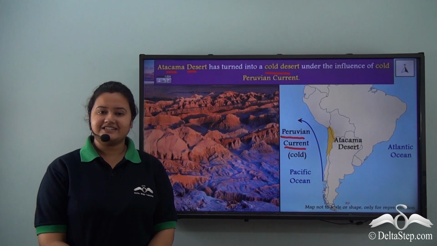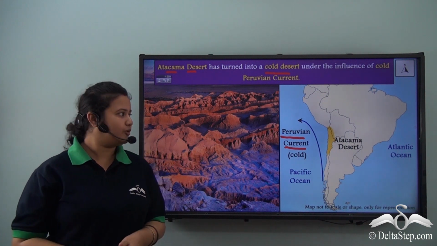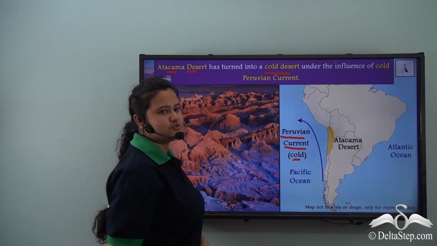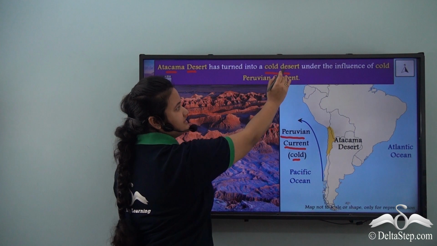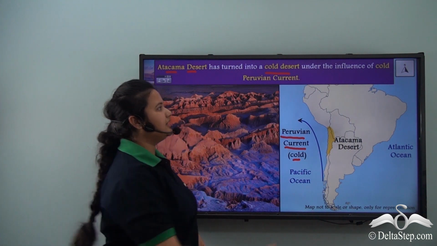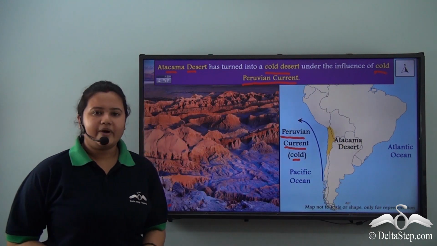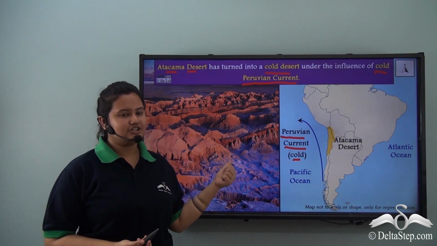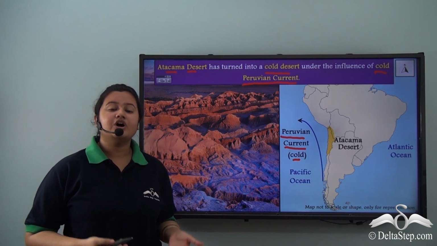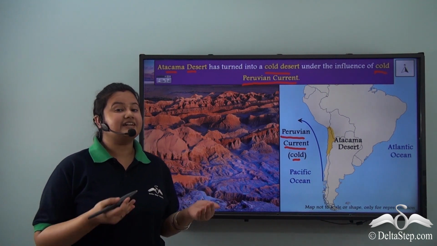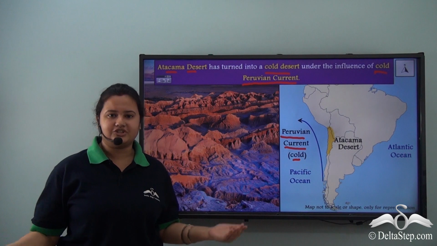The Peruvian current is a cold current, which means that it does not carry moisture and therefore it causes no rainfall. Moreover, it has a cooling effect on this region. Therefore, the Atacama Desert has turned into a cold desert under the influence of the cold Peruvian current. However, if a warm current had crossed this region, then this region would not have turned into a desert. So, we see how the nature of ocean currents, warm or cold, helps to determine the relief features of a region.